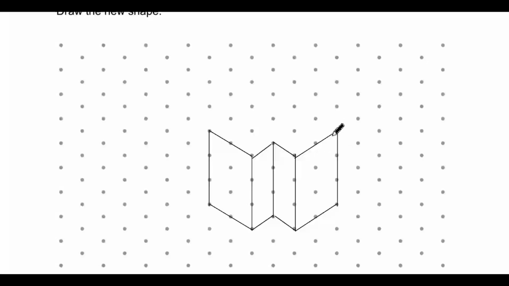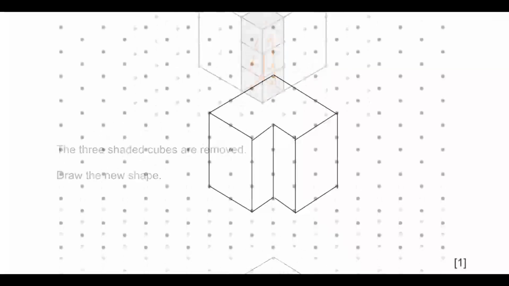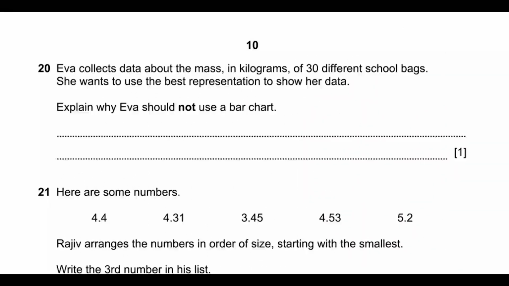Okay, so finally we need to go 4 times here. From here 1, 2, 3, 4. So to come and meet this one, 1, 2, 3, 4. Okay, so I think we are done. So you can see that we have removed the cubes at the front here. Okay, so that is what you need to get here. Let's go to the next question. That will be question 20.